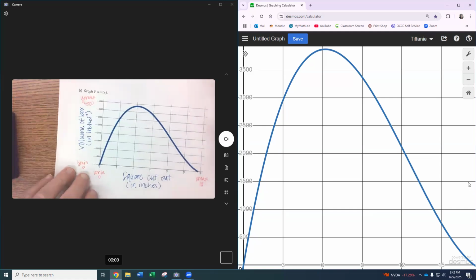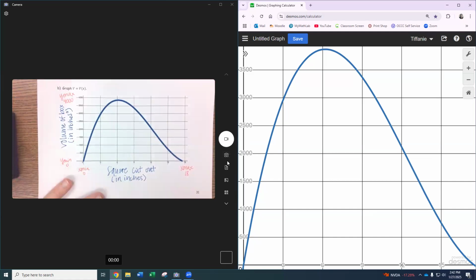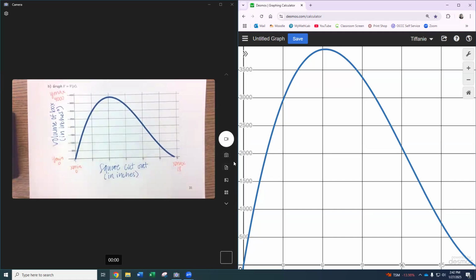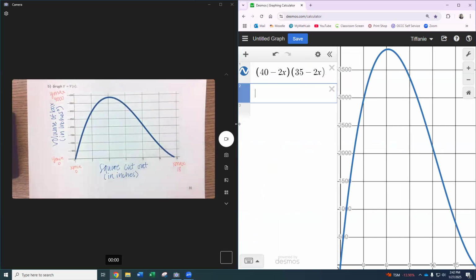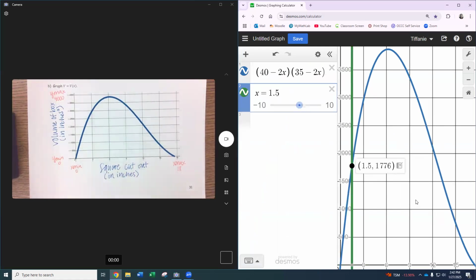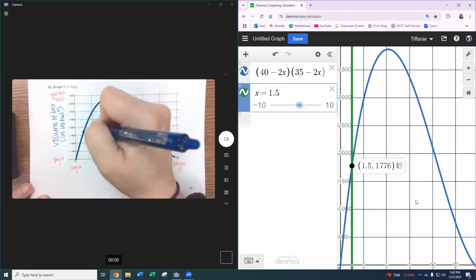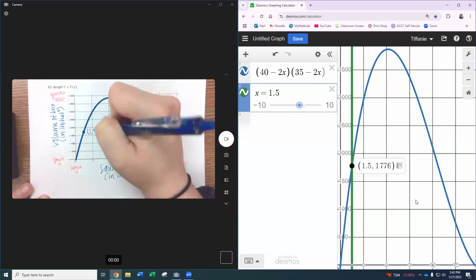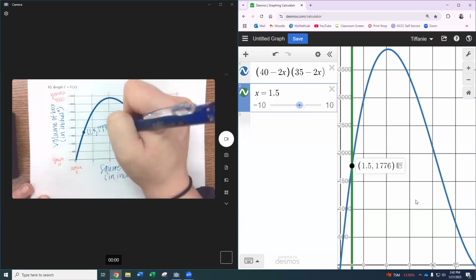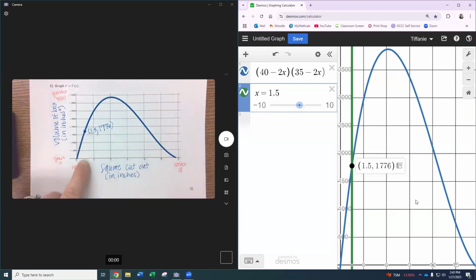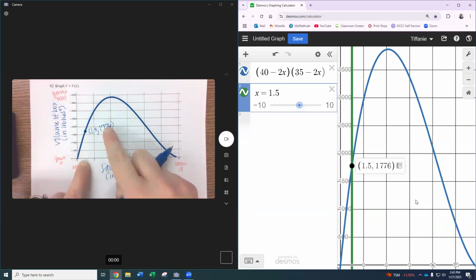Okay. So for an example, it might ask you something like, what is the volume if you cut out squares that are 1.5 inches? So we can go in here. Okay. And because we're cutting out squares that are 1.5 inches, we're talking about that x-axis. I'm going to come in here, I'm going to put x equals 1.5. And I'm looking for that intersection right here. So this point, when it's at 1.5, is 1.5, comma, 1,776. So if I cut out squares that are 1.5 inches, this is how much volume that box can hold.